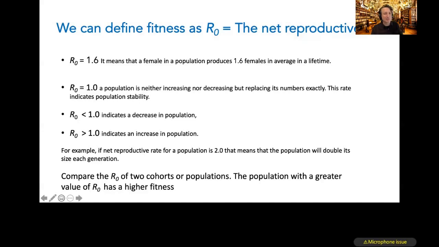And again, remember fitness, you're comparing two different phenotypes or two different populations, and we can compare who has the relatively higher fitness. Okay. So if the net reproductive rate is as high as maybe 2, that means the population is going to double in each generation. So now we want to place everything that we've learned, and we're going to start to think about differences in form and function in different environments in terms of how that may impact fitness or R naught. So compare R naught of two different cohorts or two different populations, right? Again, the population with the greater value of R naught is always going to have the higher fitness.